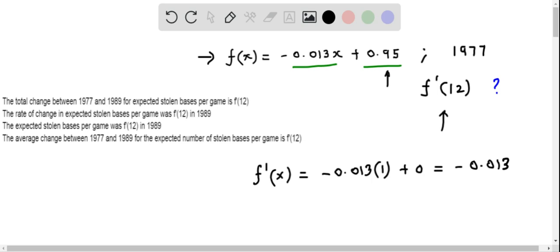And we have to determine f prime of 12. This means in this f prime of x, we have to replace x by 12. Since it is independent of x, this is also going to be negative 0.013. So this is the value of f prime of 12.